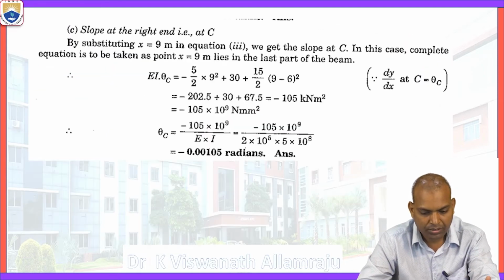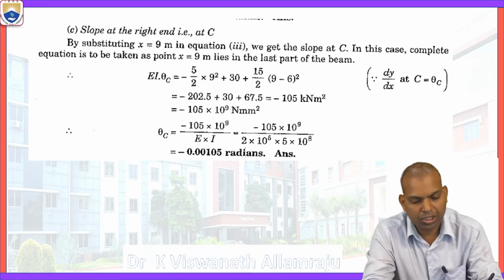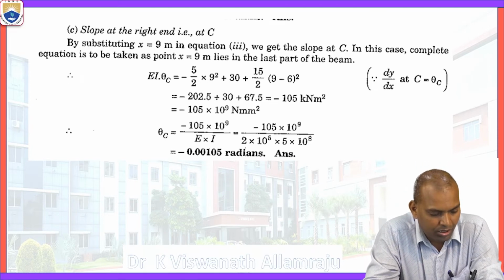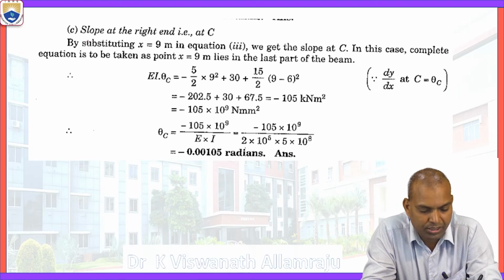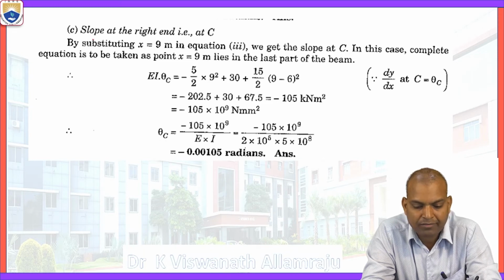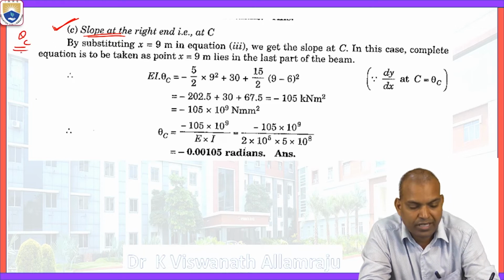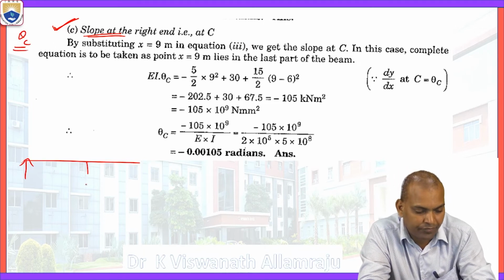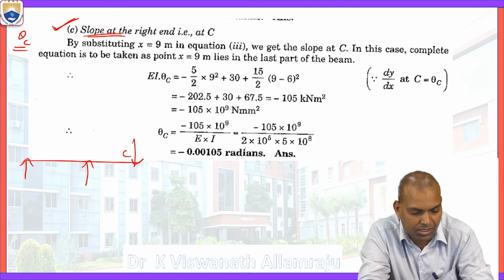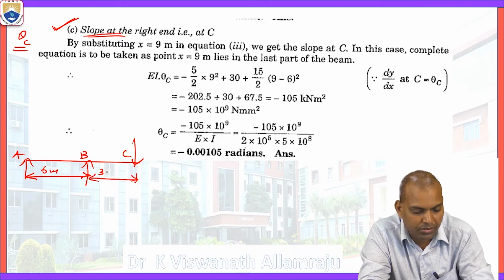Alright. Now, what is the third objective? The third objective in this session is the slope at the right end, that is at C. We want theta C. Theta C is here, the overhanging beam. This is C, A, B. This is 6 meters, and here it is 3 meters.